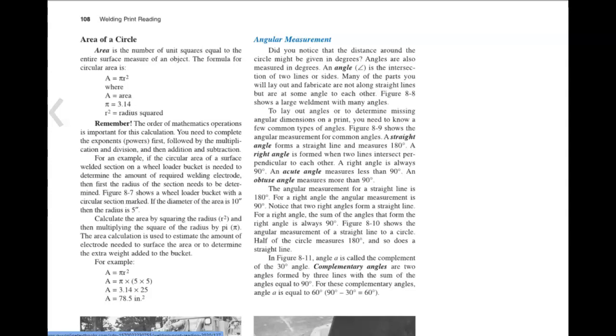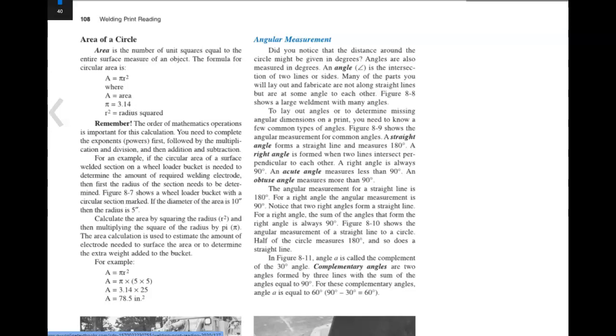For example, area equals pi times radius squared. Area equals pi times 5 times 5. Area equals 3.14 times 25. Area is 78.5 inches squared.